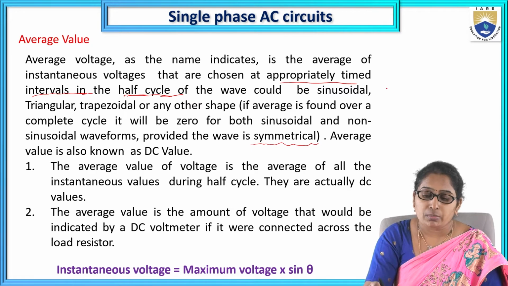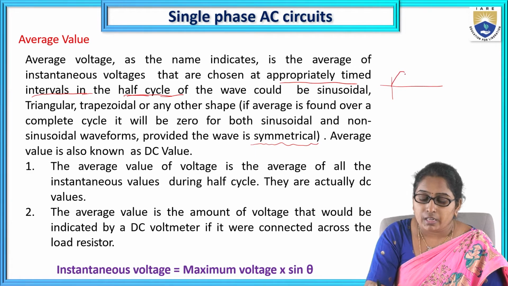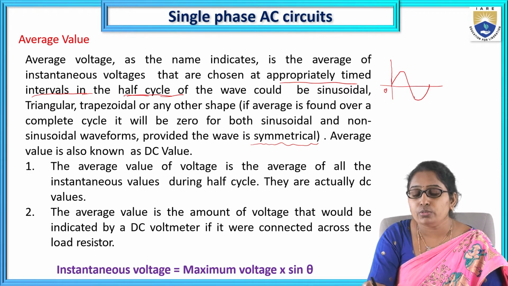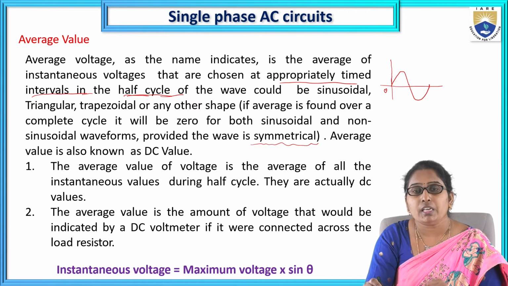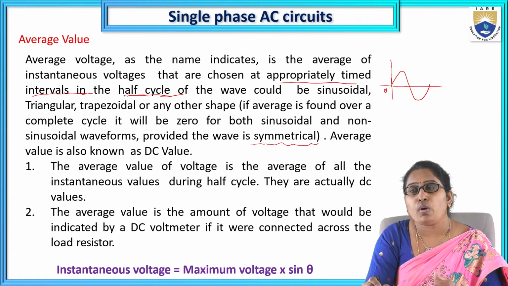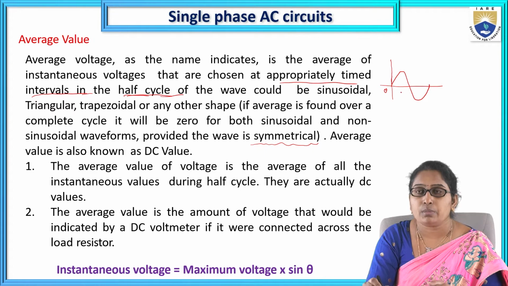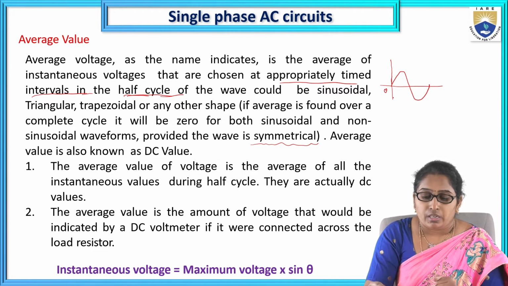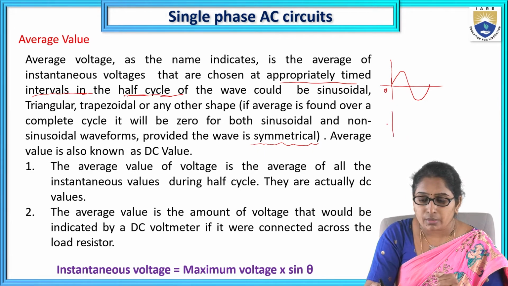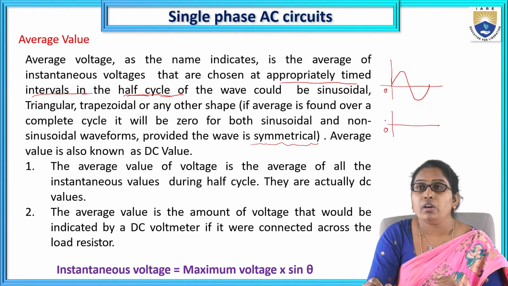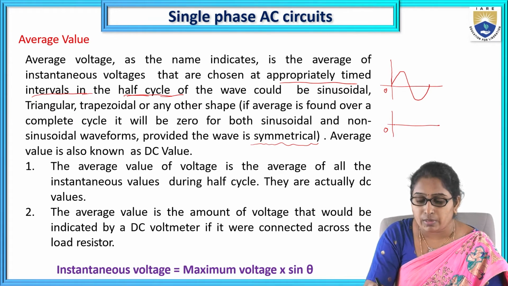Now, what is meant by a symmetrical wave? If it has equal areas of positive and negative values, then it is symmetrical. If they are not the same, then it is called an asymmetrical, or unsymmetrical, wave.